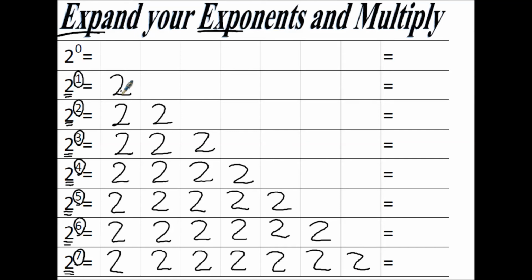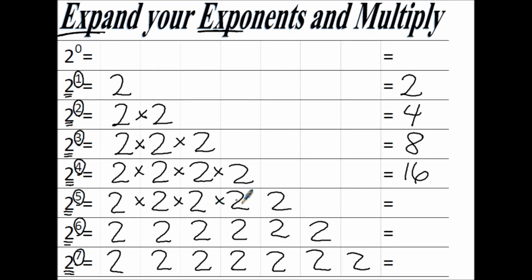Let's try to actually evaluate. This 2 is equal to 2, and 2 times 2 would give me 4. 2 times 2 gives me 4, times another 2 gives me 8. So 2 times 2 times 2 gives me 8, times another 2 would give me 16. 2 times 2 times 2 times 2 gives me 16, times another 2 would give me 32.